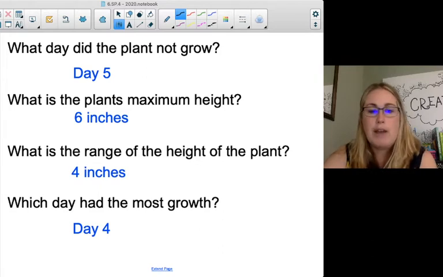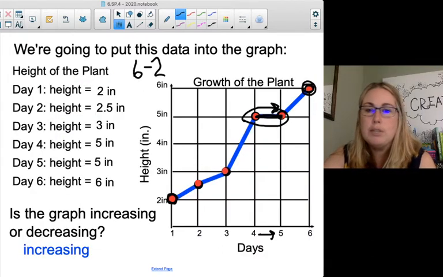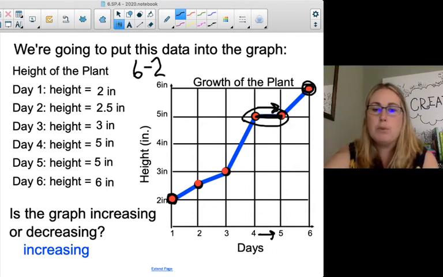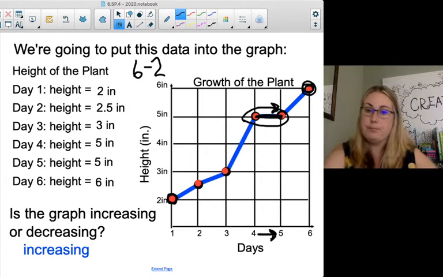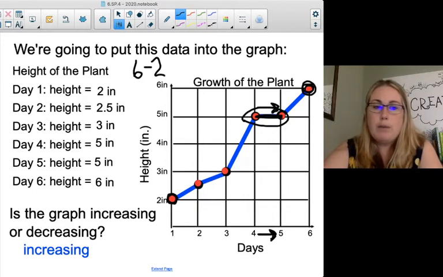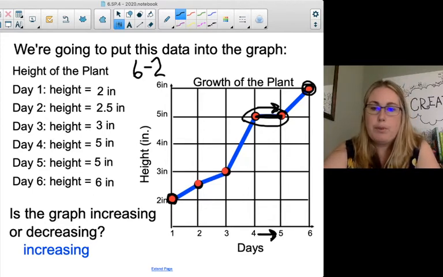Last one for this graph, which day had the most growth? Take a second and look at this, and think about what we talked about when there was no growth. So we're looking for when was there the most growth. Okay, a couple different strategies here. Hopefully you've figured it out.